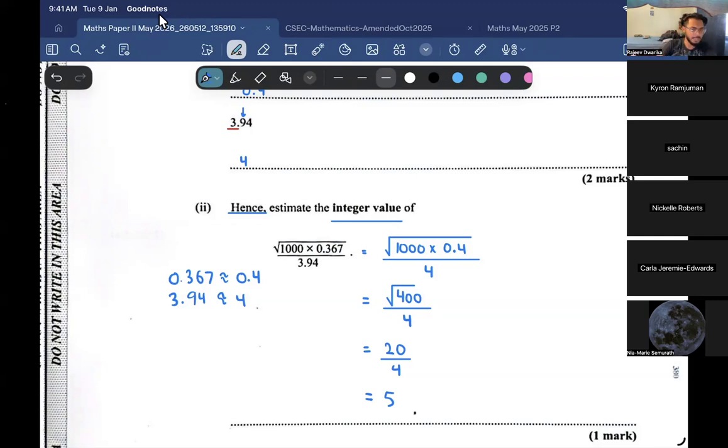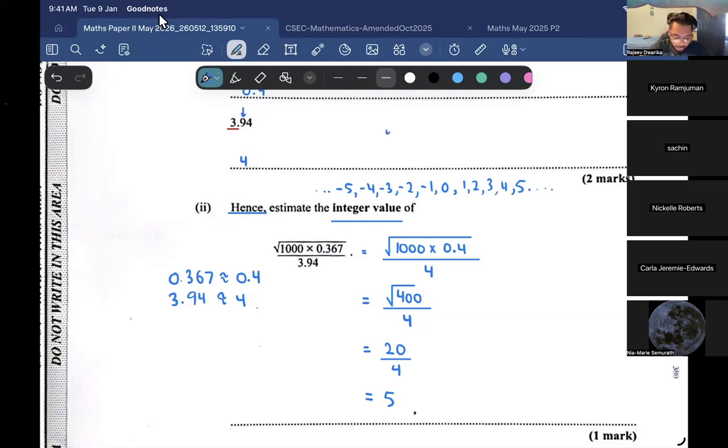Does anybody know what an integer is? Whole number. Yes. So it's negative whole numbers, 0, and positive whole numbers. Let me give you all an example: -5, -4, -3, -2, -1, 0, 1, 2, 3, 4, 5, and so on and so forth. So integer values are positive whole numbers, negative whole numbers, and 0.